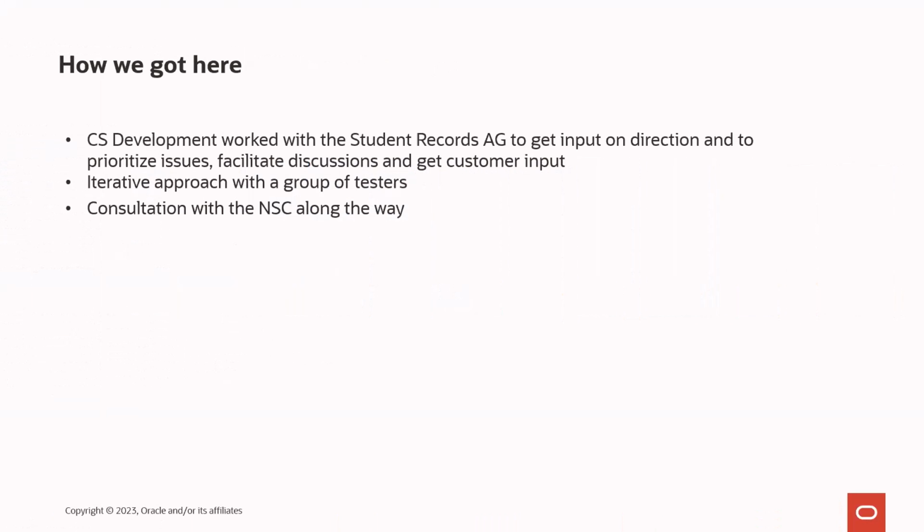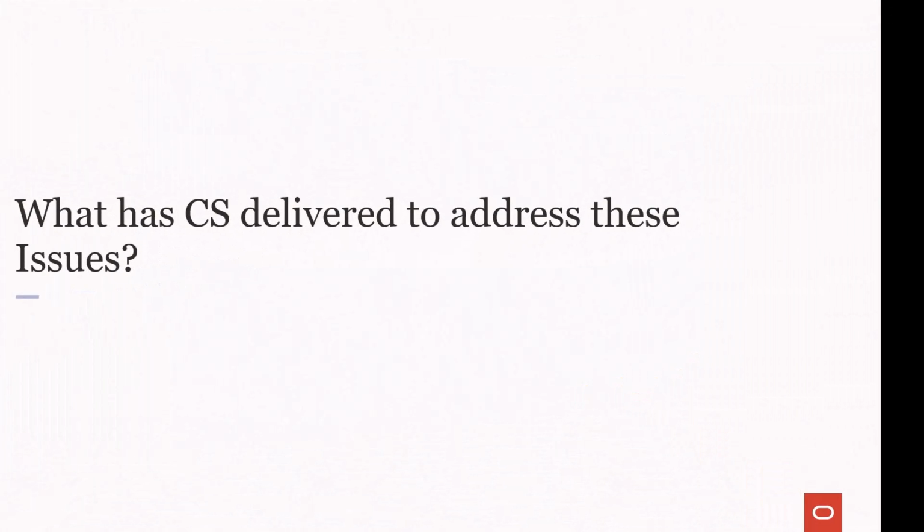Before we take a closer look at how we will tackle these issues, a quick word on how we got here. The CS development team worked closely with the HUG Student Records Advisory Group to get a broad sense of the reporting issues that customers were facing and to get their input on how to handle these requirements going forward. Once our approach was finalized, we worked with a group of customers to test the changes over several iterations and incorporated their feedback along the way. We also consulted with our NSC representatives along the way to ensure that these changes would address these issues going forward.